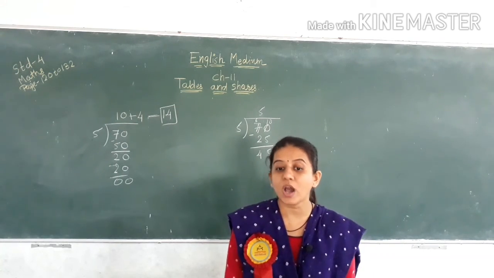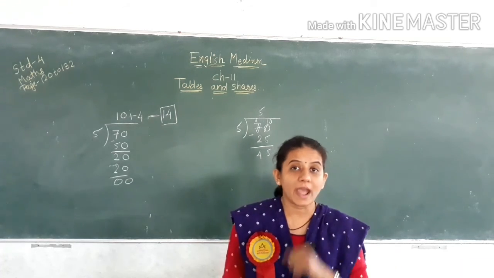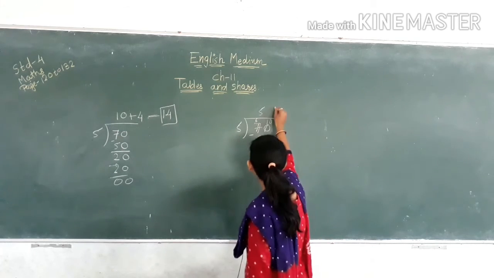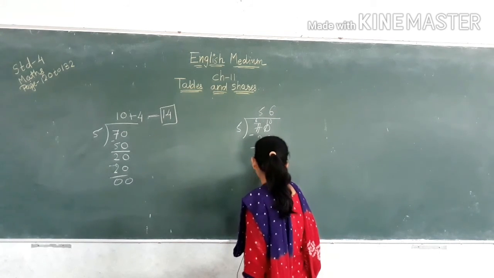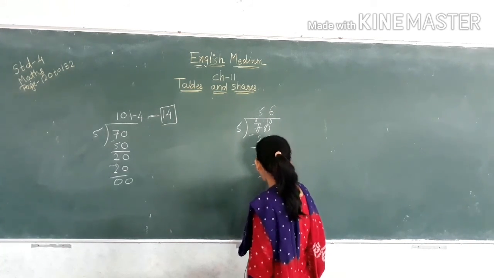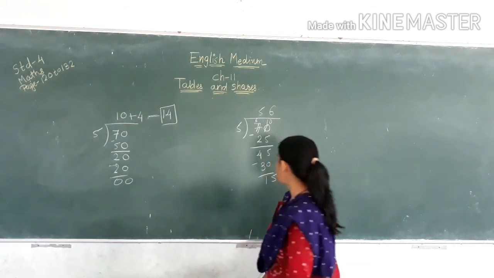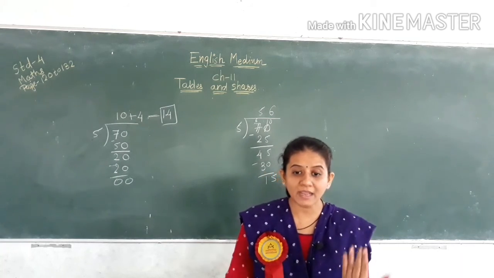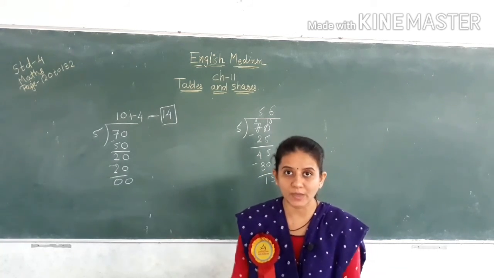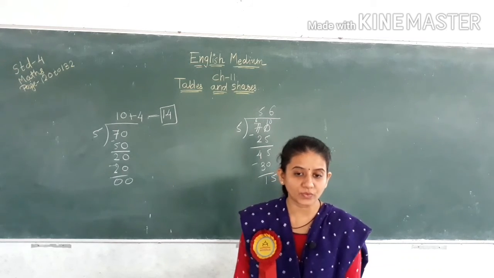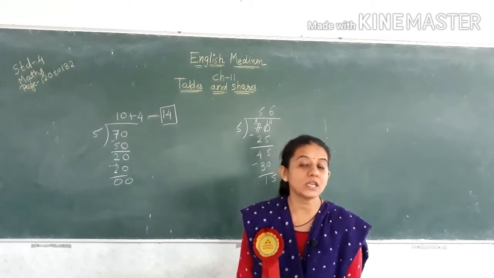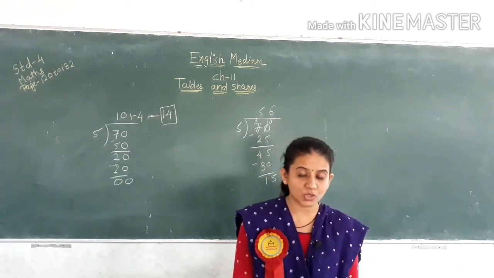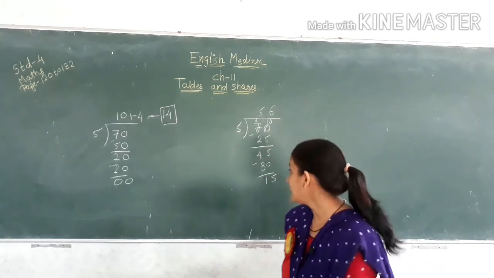Next I give 6 more to everyone. So 5 6s are 30. 15 rupees left. Now I am left with 15 rupees. How will Lokesh distribute the rest of the money? Complete it.